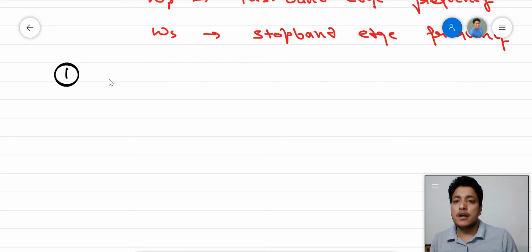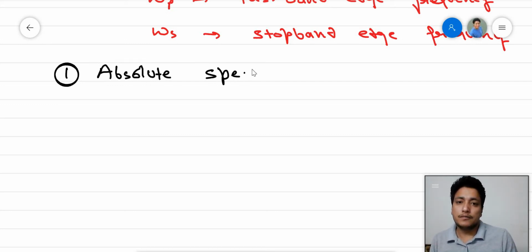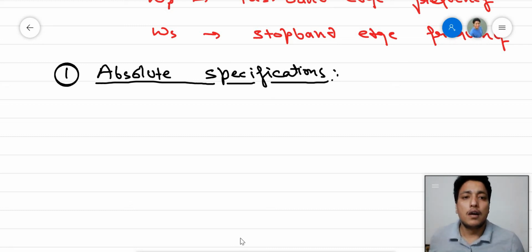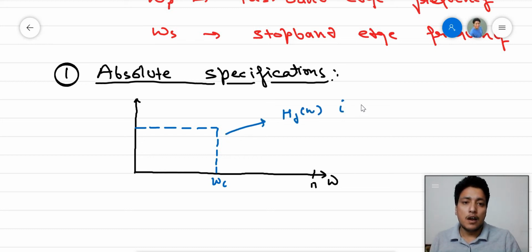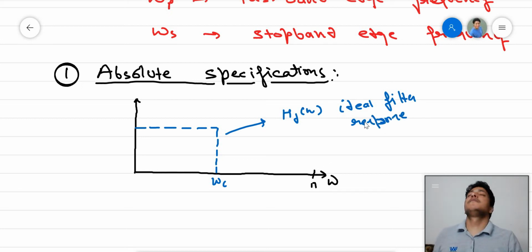Next we will discuss the case of specification. First portion is absolute specifications. For that, we will draw a frequency response characteristic of the filter. So first we have plotted an ideal filter response. This is an ideal filter response with a sharp cutoff at omega c. So this is H_D of omega, ideal filter response, right? This we want to achieve.